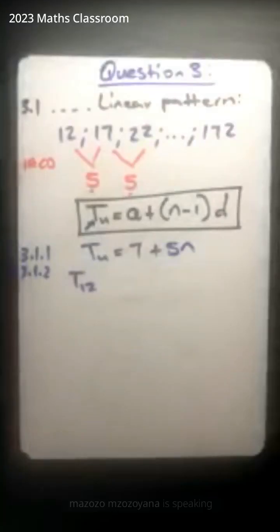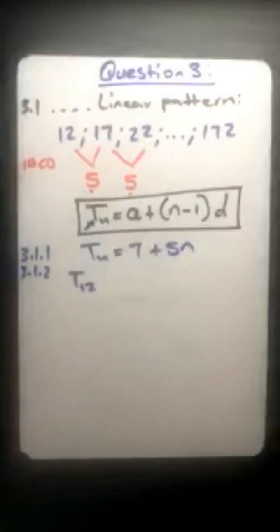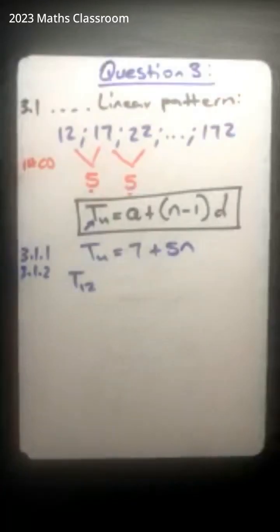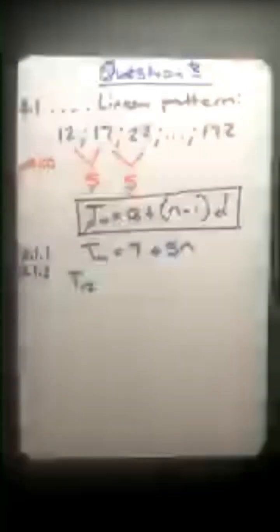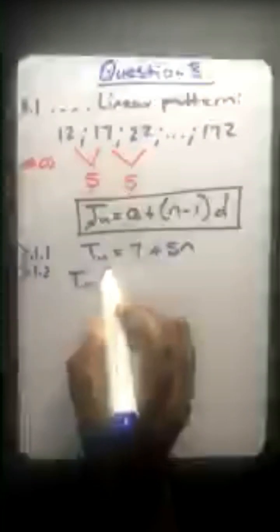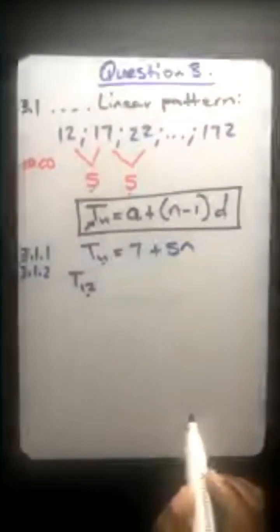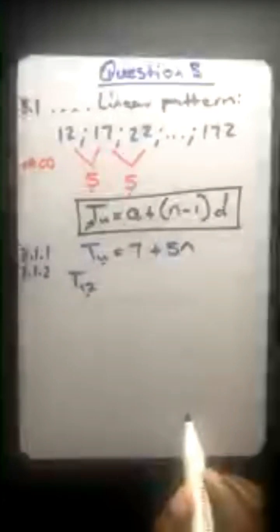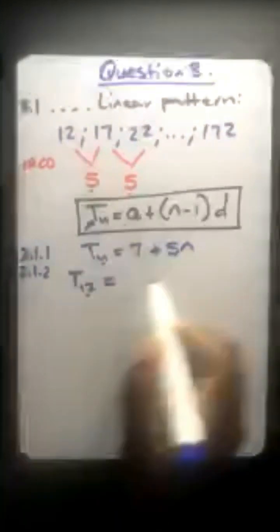Tabi Memela, do you notice that where they have N, they just substituted a 12? So that means wherever we see N from that formula.